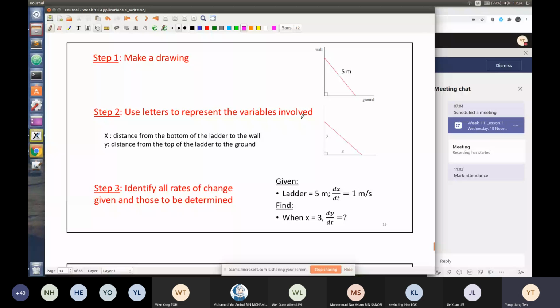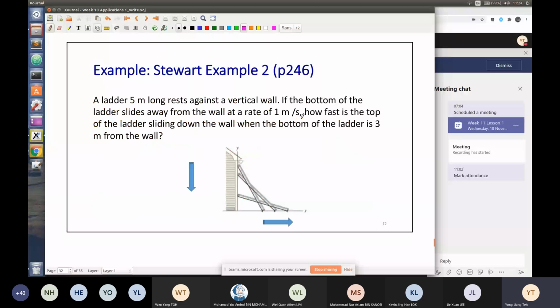Okay, so for example, the question here is asking how fast the top of the ladder is sliding down the wall. When we say how fast, it's actually a velocity, which means you want the velocity of this point sliding down. This velocity is given by v in the y direction. But we know that v in the y direction is equivalent to y prime of t. Is that right?